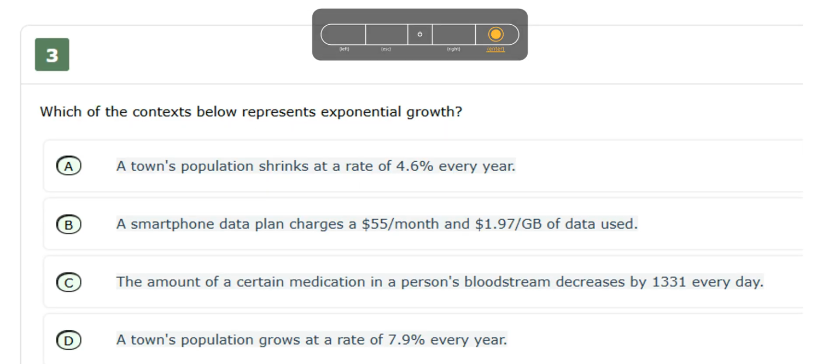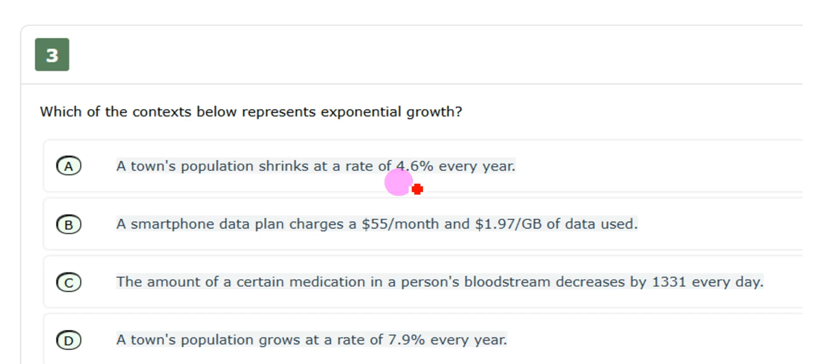Okay, exponential growth. Well, population at 4.6, that's exponential, but that's shrinking, so that's out. This is a flat rate of 1.97. It's not going up by a percentage. It's not being multiplied, so that's out. That decreases. I'm glad that's still linear. Grows at a rate of 7.9% a year. There you go, D.